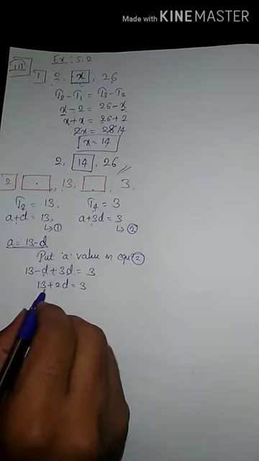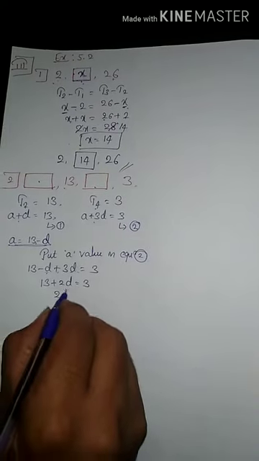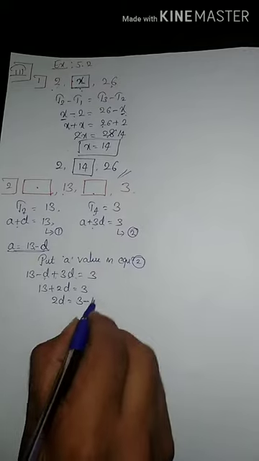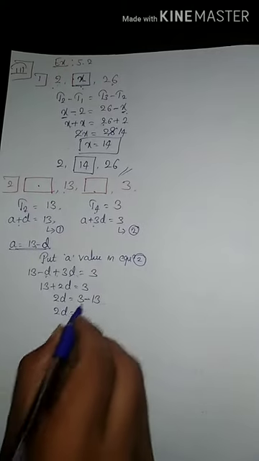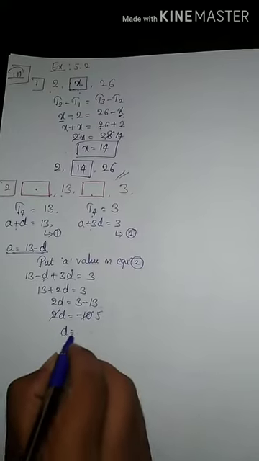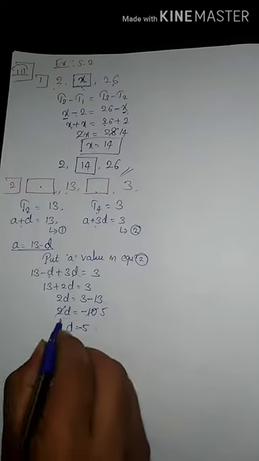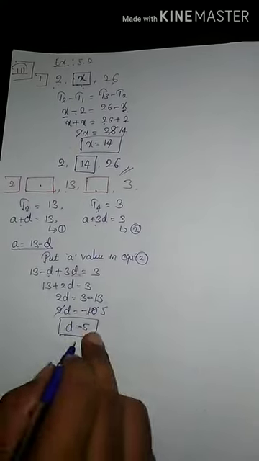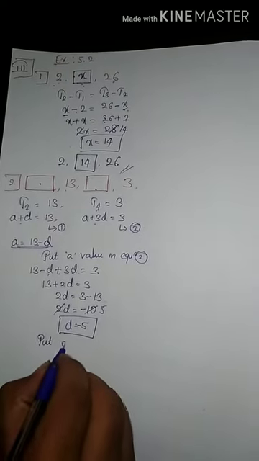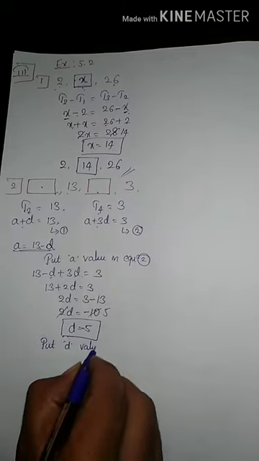Now constants on one side and variables on one side. 2D is equal to 3, and plus 13 moves to the right hand side and becomes minus 13. So 2D is equal to 3 minus 13, which is minus 10. 2 5s are 10. D is equal to minus 5. Now put the D value in equation number 1.